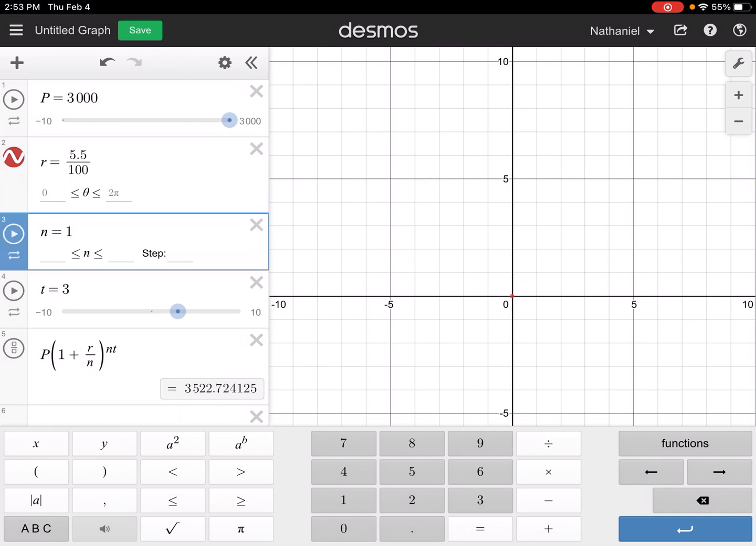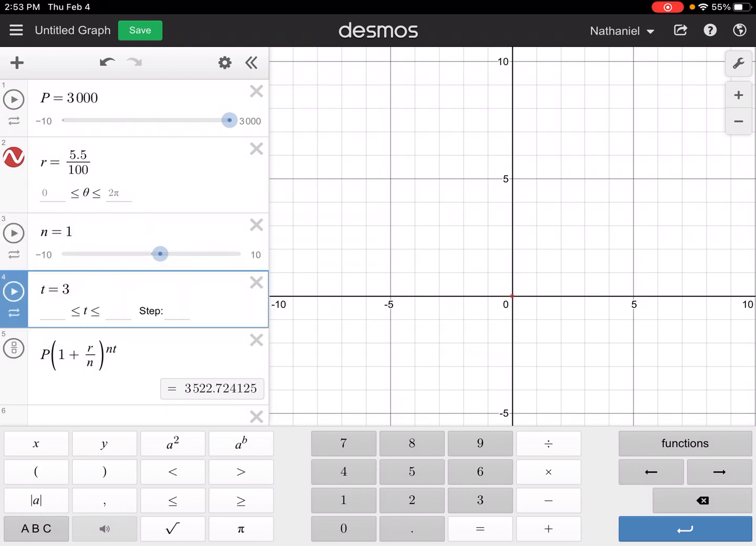And then N is the number of times it's compounded annually. So if you just say it's compounded annually, that's compounded once a year. If you say quarterly, that's 4 times a year. Monthly would be 12, and so on. And then time, T, is the number of years.